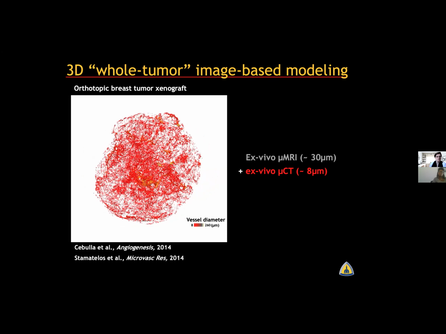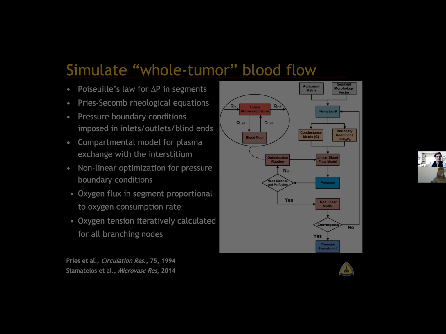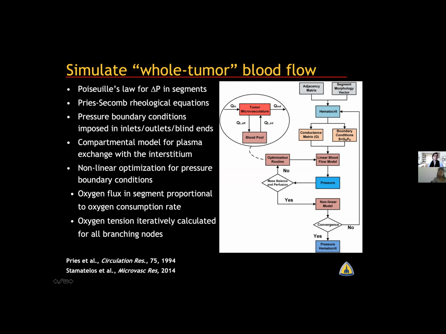And then once we have the 3D structure of the tumor, we can set up really sophisticated mathematical models to simulate the blood flow in these tumors. This is just a schematic from a paper we published a few years ago where we simulated the whole tumor blood flow. And this is, again, not something new. The new part of this study is the fact that we use imaging data on which to predicate these models.